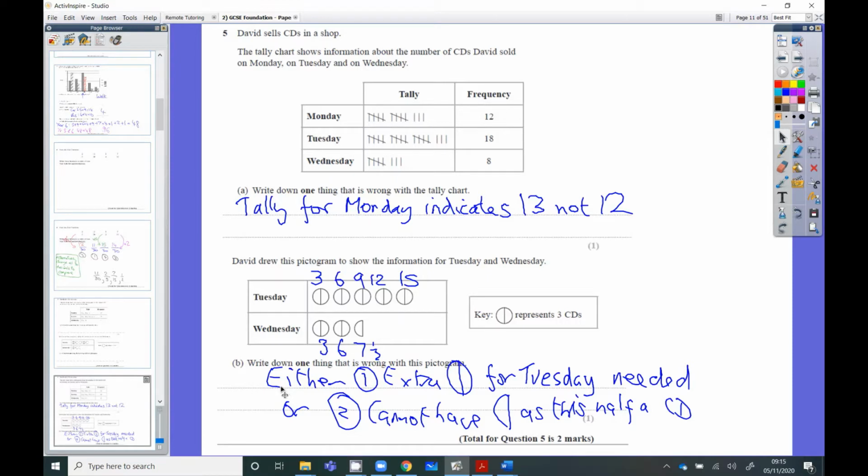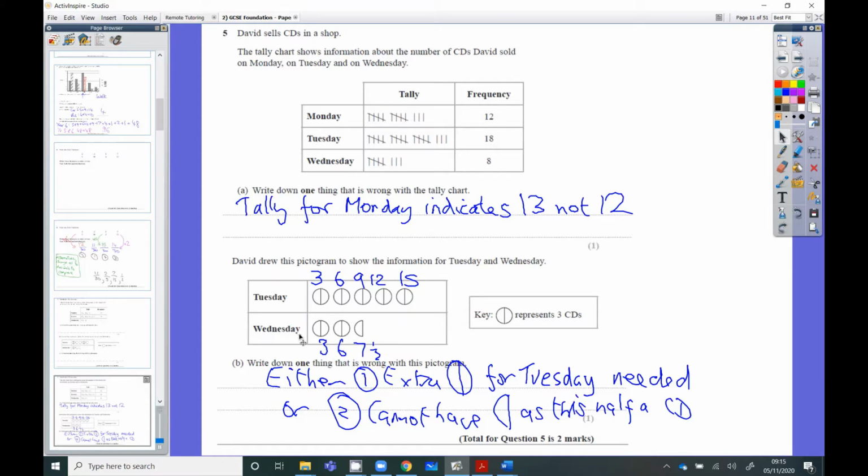Well, you've got a choice of two things. He's made a mistake for both Tuesday and Wednesday. You can see on Tuesday that as each of these shapes represents 3, he's only got 15 CDs being represented, where he would have needed 18. Okay, so he needed to put in an extra circle with a line through it.